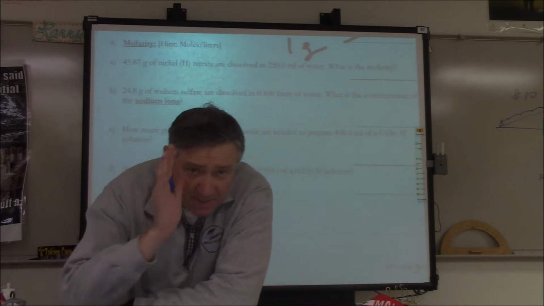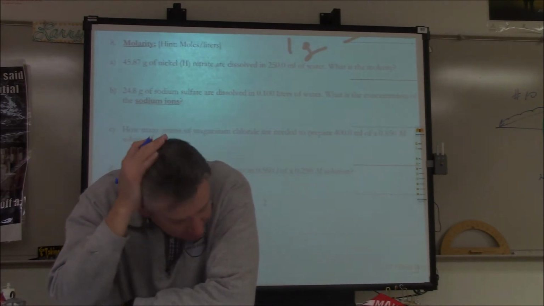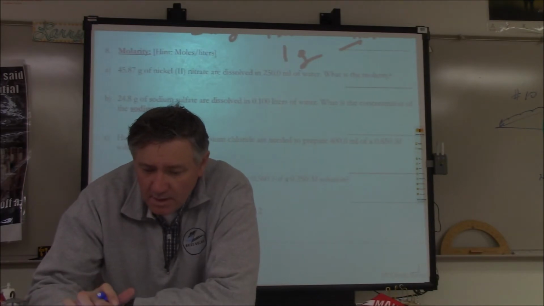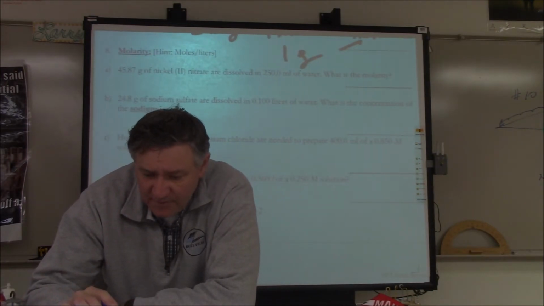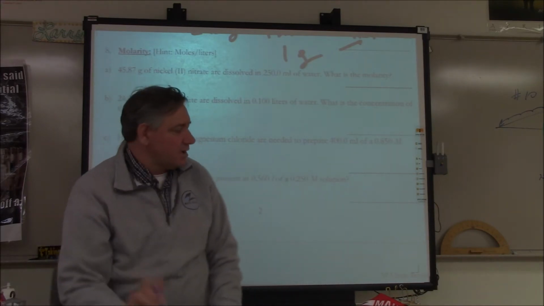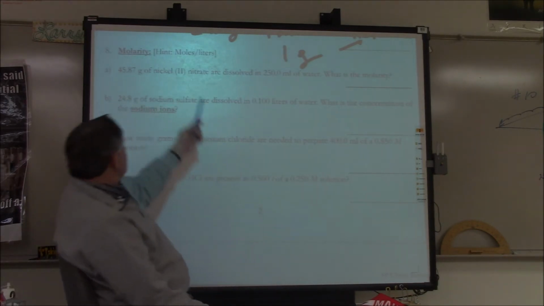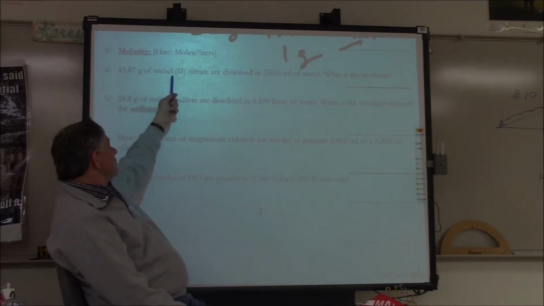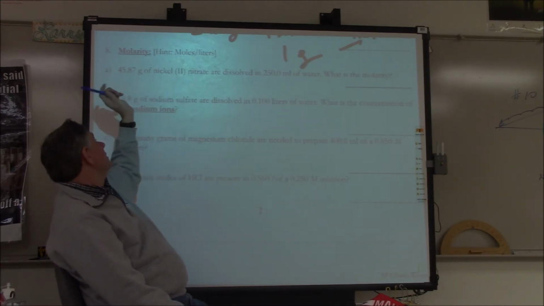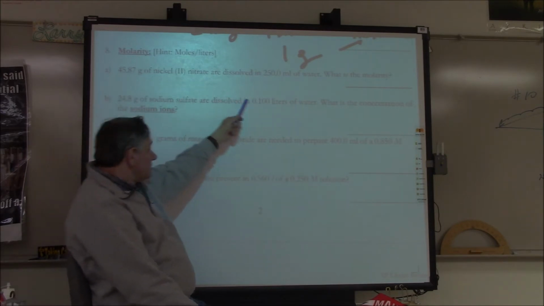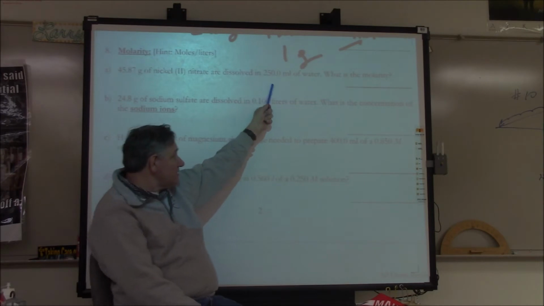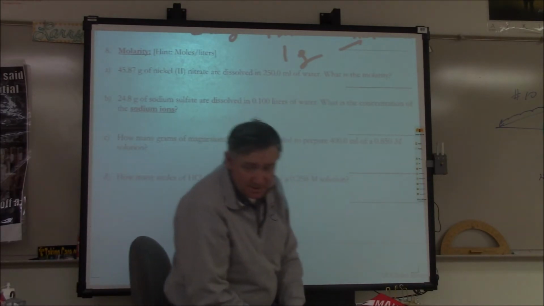Now, molarity. Remember that molarity is moles per liter. On this one, you've got 45.87 grams of nickel(II) nitrate dissolved in 250 milliliters of water. What's the molarity? Watch the formula for nickel(II) nitrate, make sure you're using the right formula. Convert that into moles, take the milliliters, divide that by 1,000 to get liters, and boom, you're going to get your molarity.